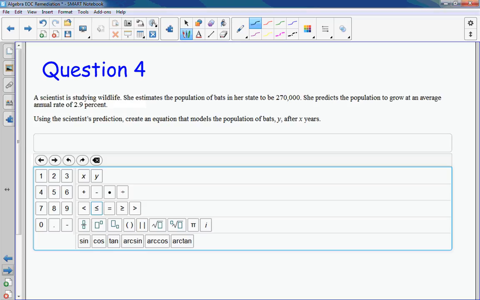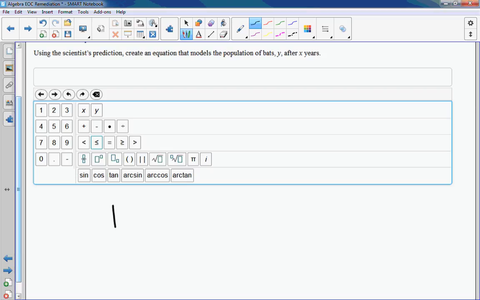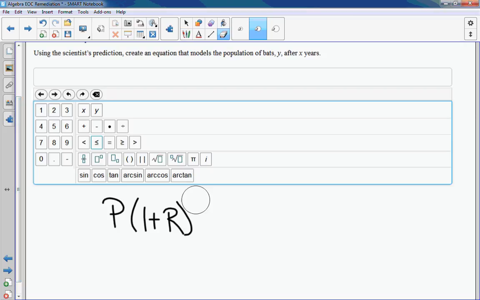In this question, they expect you to know what the exponential growth equation is. The exponential growth equation is P times 1 plus r to the x power. P is your principal or your starting amount, r is your rate or your percent, and the exponent is your time, or a lot of times they would put t in my case.